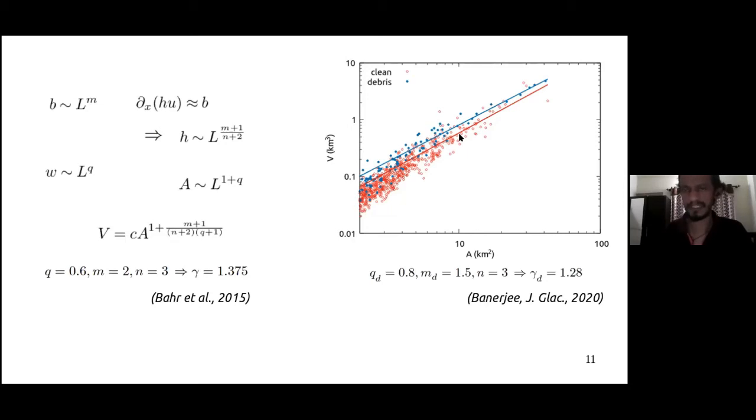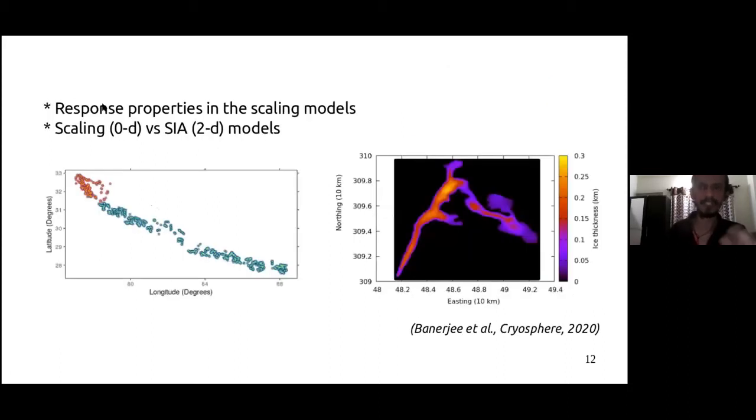This is not a direct measurement of volume. That's very hard to do. These are rough estimates of volume, but still these differences are showing up. Anyway, just to point out, this scaling has various issues which need to be looked at. But overall, the scaling works and it has been used extensively.